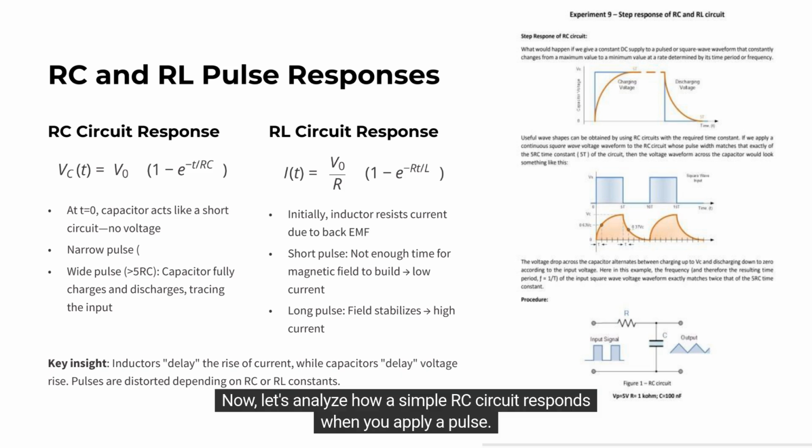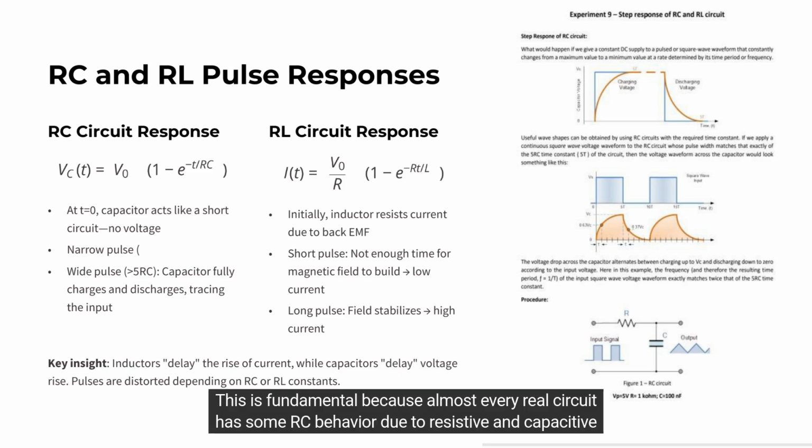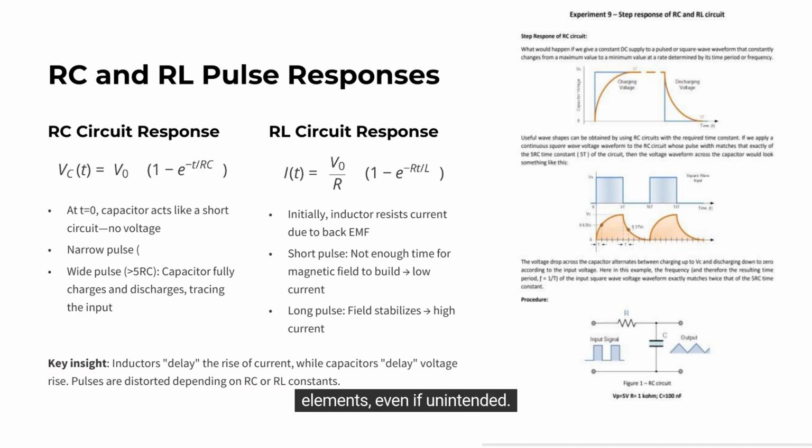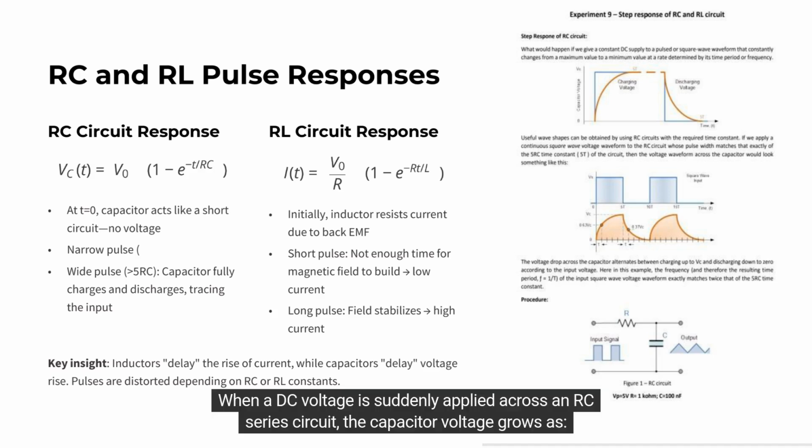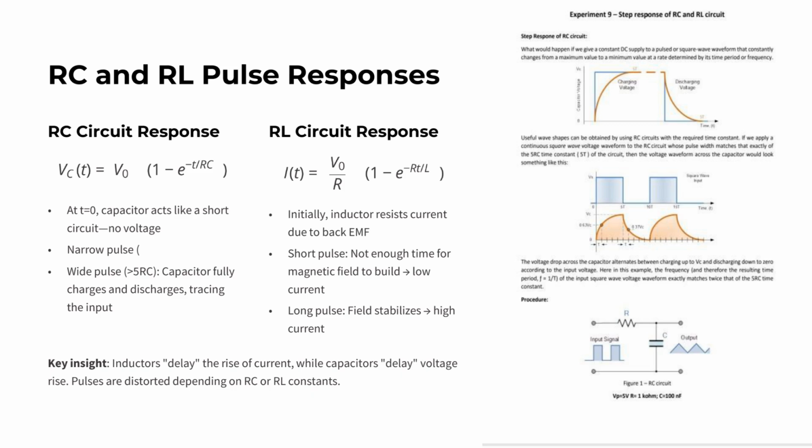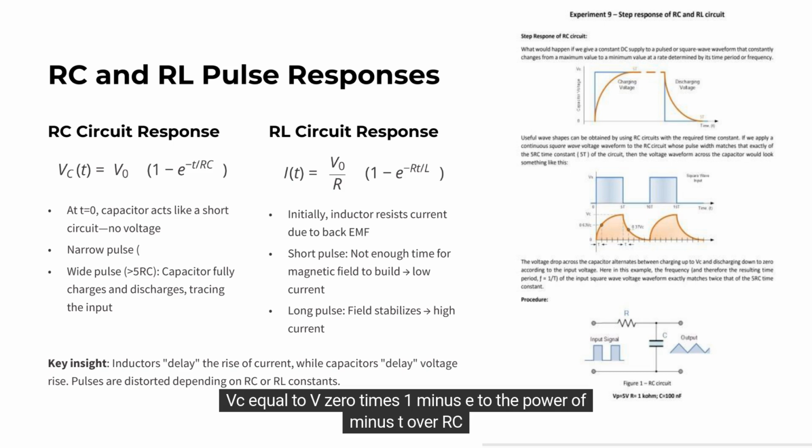Now, let's analyze how a simple RC circuit responds when you apply a pulse. This is fundamental because almost every real circuit has some RC behavior due to resistive and capacitive elements, even if unintended. When a DC voltage is suddenly applied across an RC series circuit, the capacitor voltage grows as VC equal to V0 times 1 minus e to the power of minus t over RC.